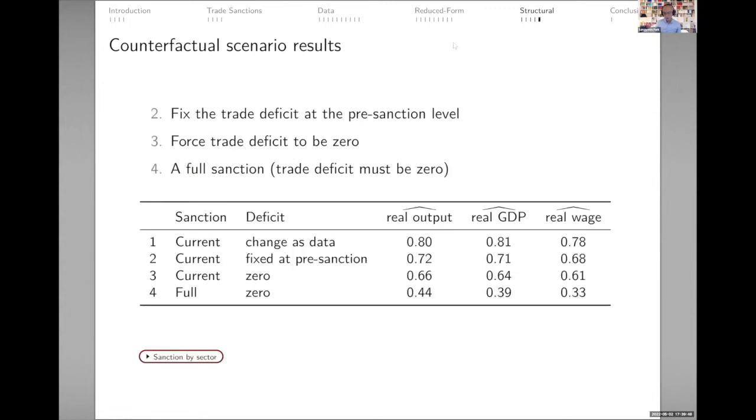So we run a couple of counterfactual scenarios. The first row is what we find without closing the trade deficit. If they have to close the trade deficit to the pre-sanction level, we find that the real output drops by about an additional 8 percentage points. If North Korea has to completely close their trade deficit, so if they have to make the trade deficit equal to 0, then there's another additional 6 percentage point decline.